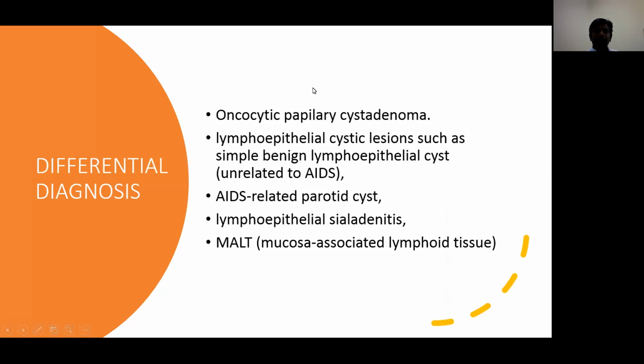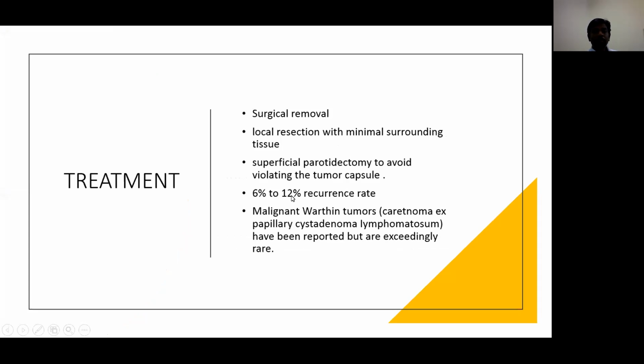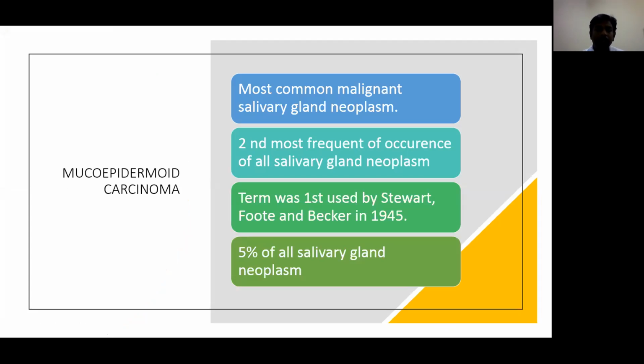Oncocytic papillary cystadenoma is a differential diagnosis for Warthin's tumor, and so are the lymphoepithelial cyst and related parotid cyst, and lymphoepithelial sialadenitis, MALTomas. Treatment is definitely surgical removal. Superficial parotidectomy is recommended. 6 to 12% can recur. Malignant Warthin's tumor is a very rare condition, exceedingly rare. I have never seen it so far, but it can also occur.